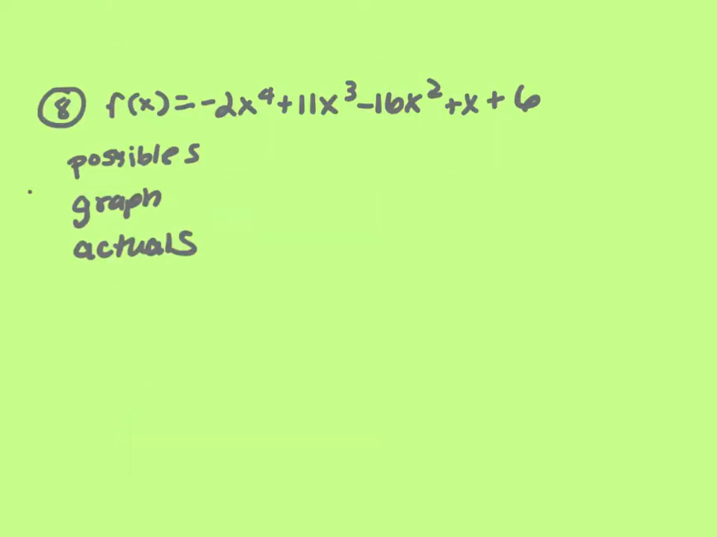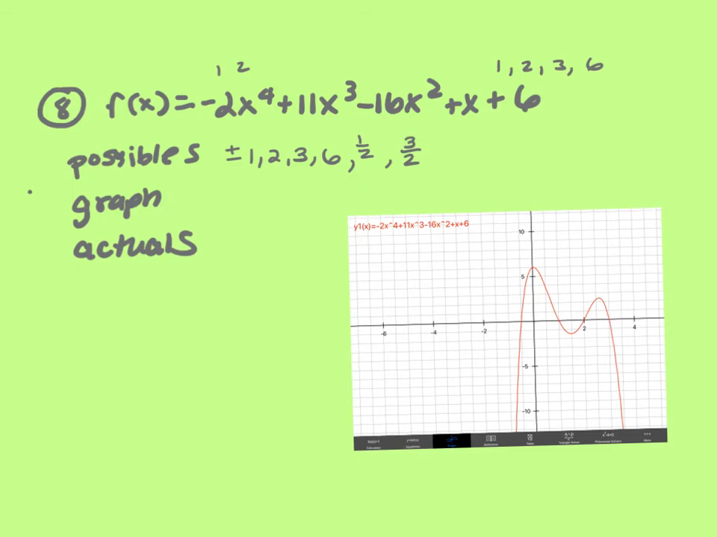Number 8 asks for the possibles, the graphs, and then the actuals. So my possibles are 1 and 2, 1, 2, 3, and 6. So it's plus and minus 1, 2, 3, and 6. And then all of them over 2. So 1 over 2, 2 over 2 is 1, 3 over 2, and 6 over 2 is 3. You already have it. Then you're going to graph it, and it looks like this.